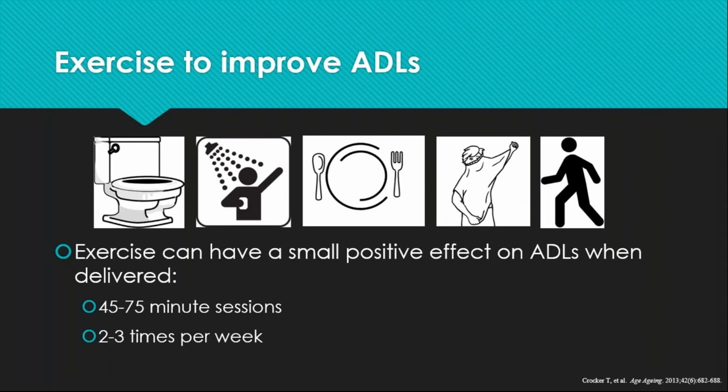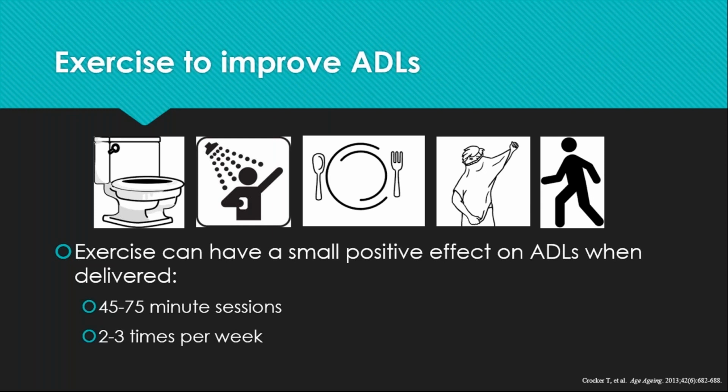So next, I'm just going to go through the evidence for a couple of different things. So first, exercise to improve activities of daily living. So activities of daily living are things that the resident does every day, or that we all do every day. And these are basic activities of daily living. So things like going to the washroom, showering, washing your hair, eating, feeding yourself, getting dressed and walking, and also transferring between surfaces.